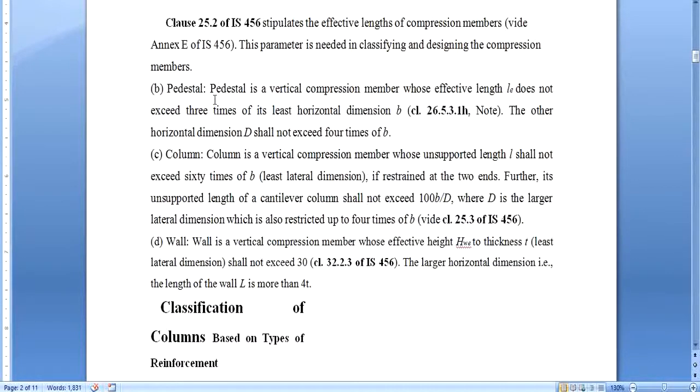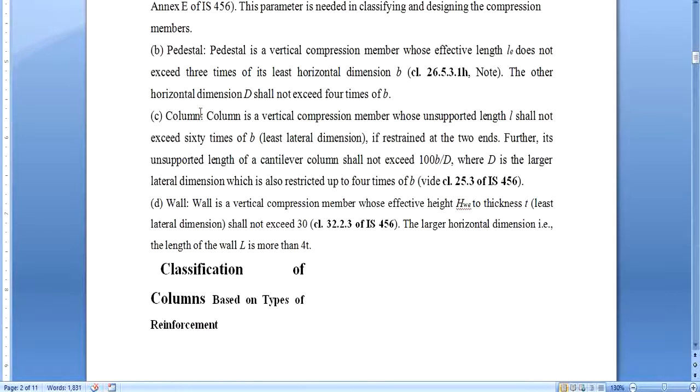Now a few other definitions. A pedestal is a vertical compression member whose effective length does not exceed 3 times its least horizontal dimension. What are the horizontal dimensions of the column? Width of the column and depth of the column. So B and D are horizontal dimensions. We have to consider the least horizontal dimension of that column, and if the effective length of that particular column does not exceed 3 times the least horizontal dimension, which is given in clause 26.5.3, that is called a pedestal.